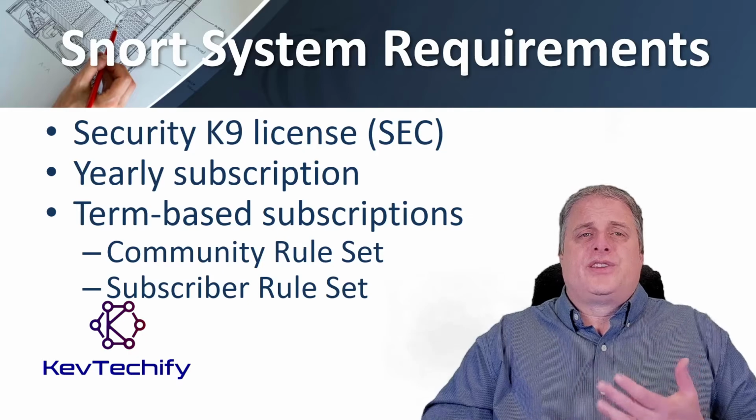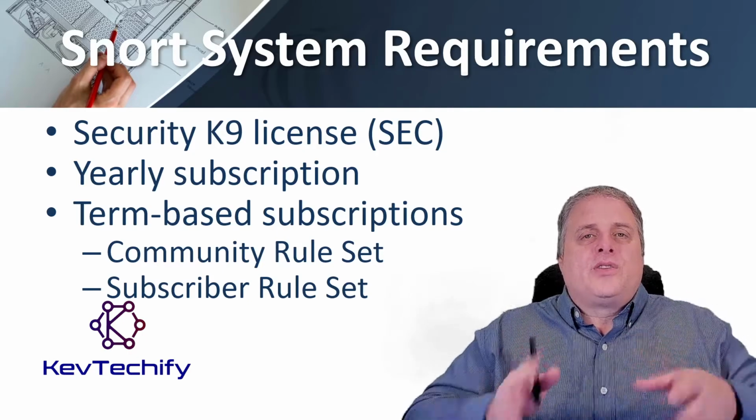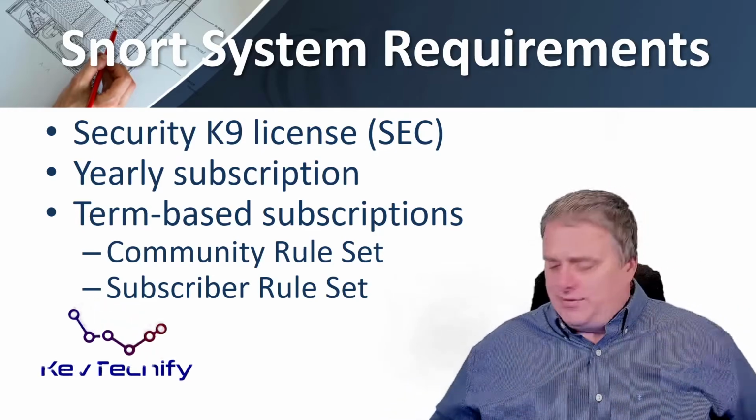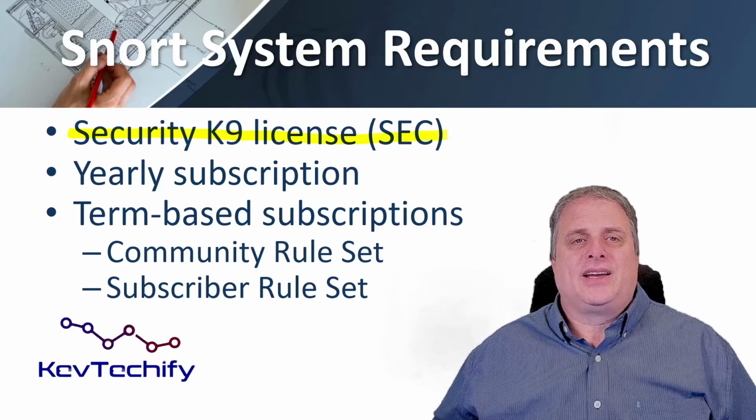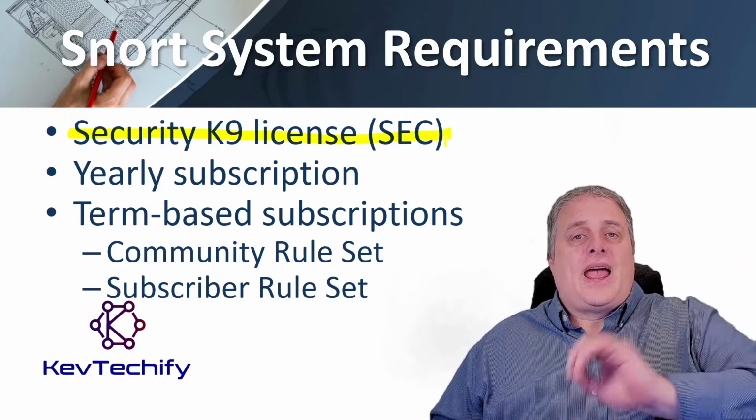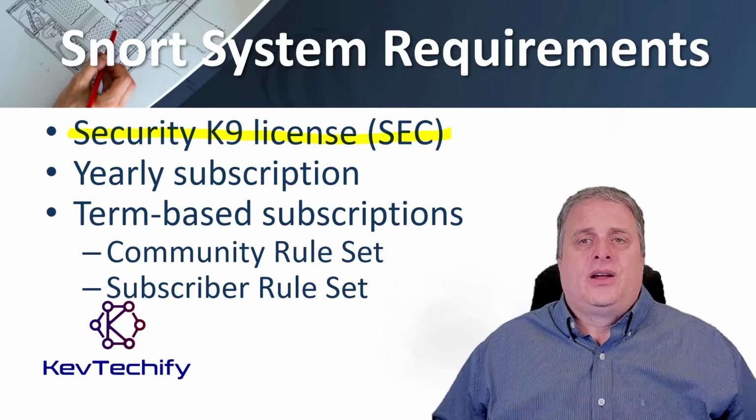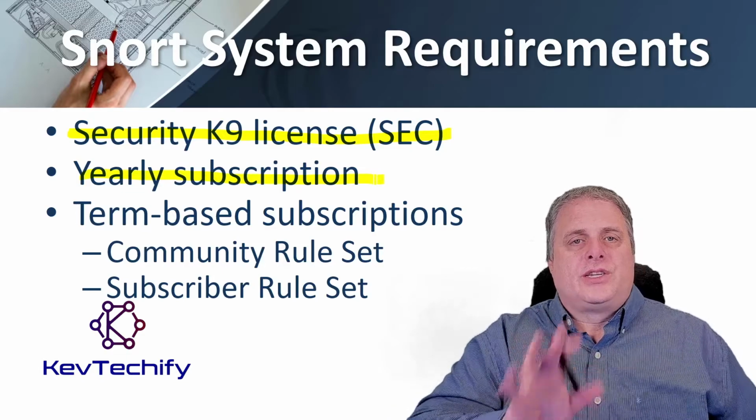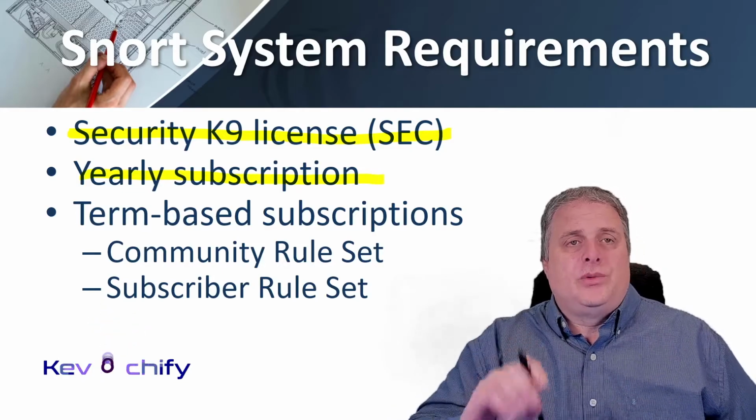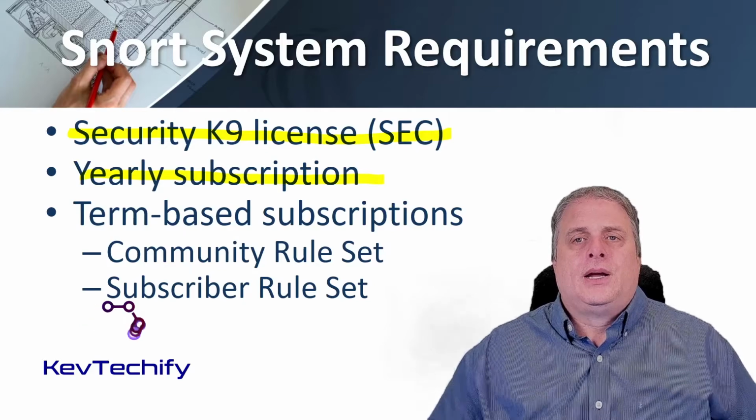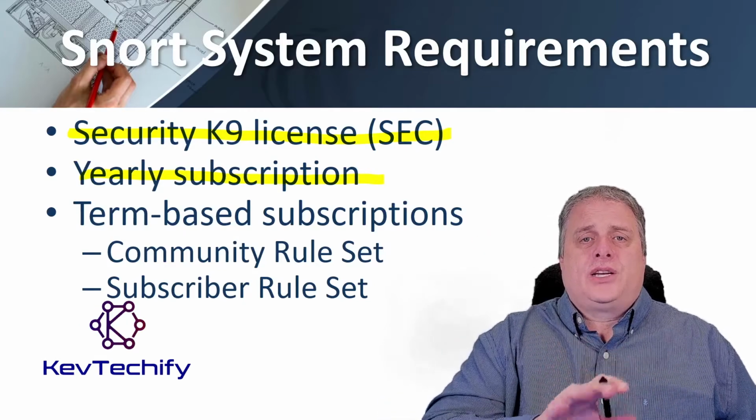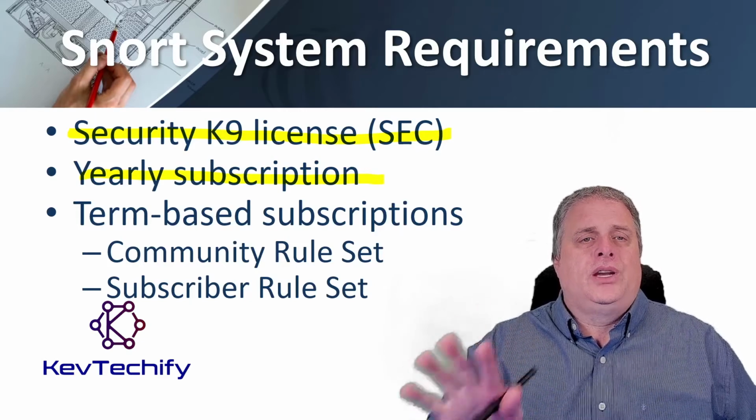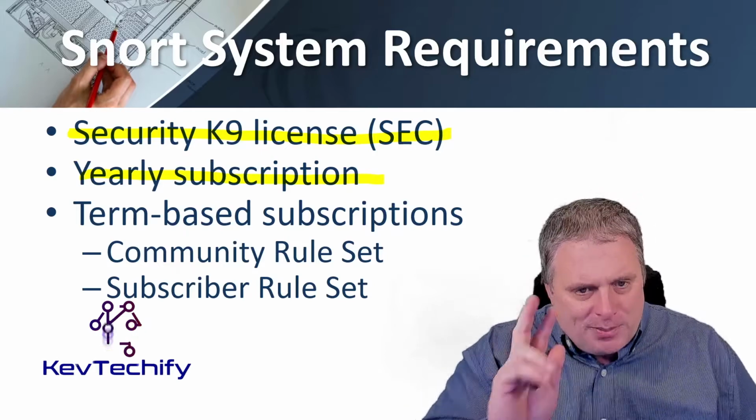Snort intrusion prevention systems on Cisco's 4000 series ISRs have certain system requirements. First, you have to have a security K9 license. An SEC license is required to activate Snort IPS functionality. Next, customers also need to purchase a yearly subscription for the signature package distributed on Cisco.com. Now, to keep current with the latest threat protection, Snort rule sets are term-based subscriptions and available for 1 or 3 years.